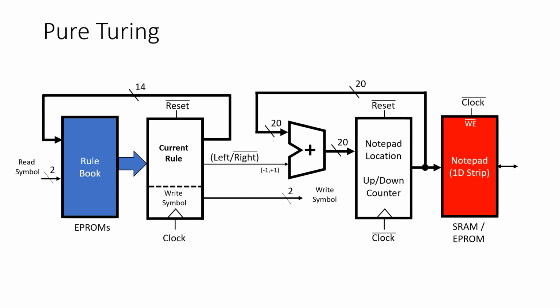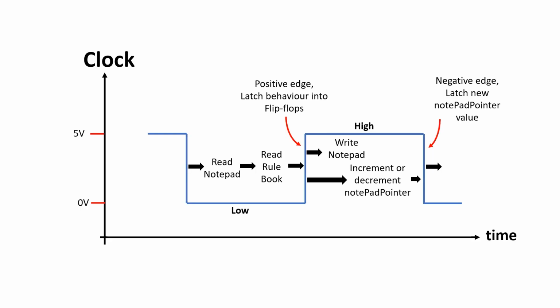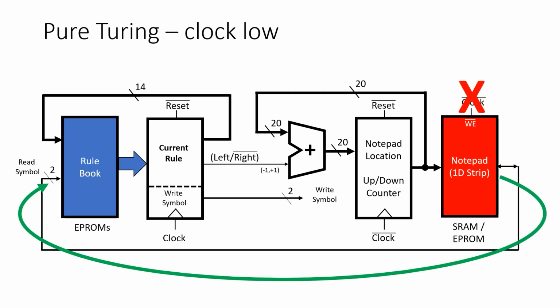Now we need to focus on how symbols are passed around. The first thing we need to do is hook up the notepad and the rulebook. Remember that when clock's low, we want to read from the notepad and use this as an index into the rulebook. This means we want the data coming out of the notepad to go into the address lines of the rulebook.